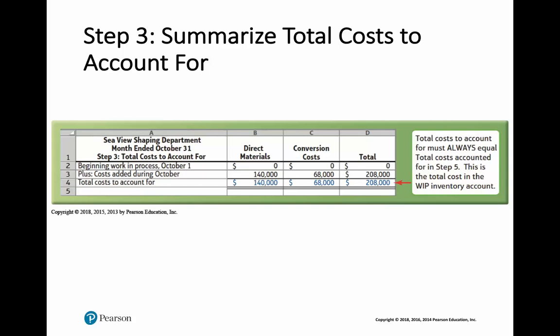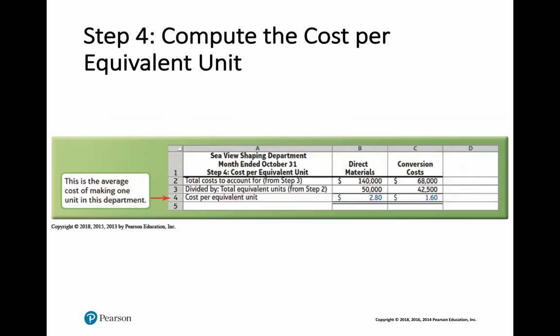So step 3, it's always going to be add your beginning work in process for materials to your cost added during the month for materials, and then do that same process for conversion. Beginning work in process cost for conversion, add in your cost added during the month of October for conversion, therefore you need your total cost to be accounted for.